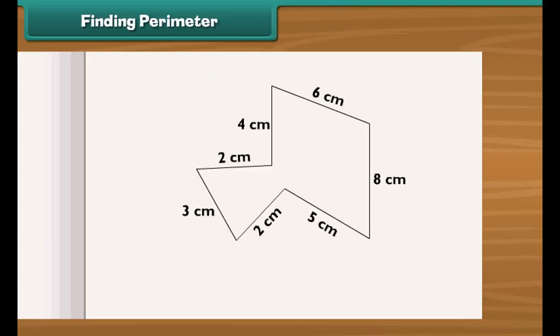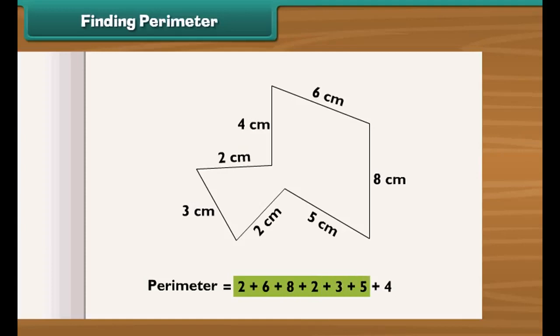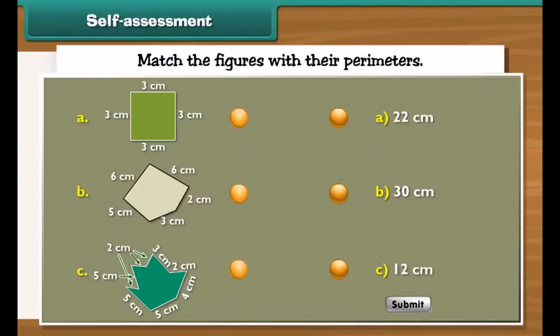Perimeter of a triangle. Triangle, as you are aware, is a three-sided figure. If A, B and C are the three sides of a triangle, then its perimeter is equal to A plus B plus C. Let's learn to calculate the perimeter of the given figure. To calculate perimeter of this figure, we simply add the lengths of all its sides, which is 2 plus 6 plus 8 plus 2 plus 3 plus 5 plus 4 equals 32 centimeter. Match the figures with their given perimeters.